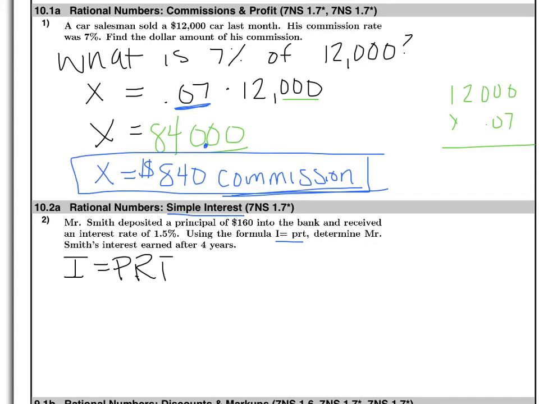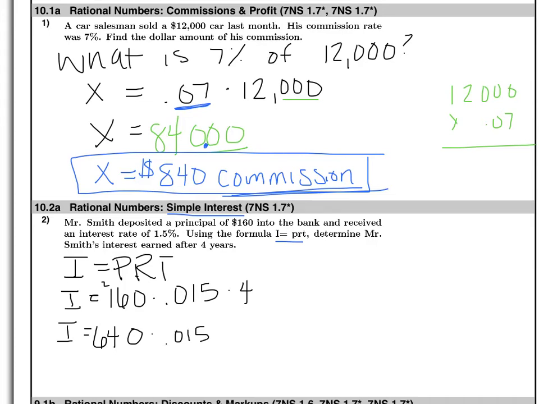Let's plug in what we know. We're solving for interest. The principal amount was 160 times a rate of 1.5%, which is 0.015, times 4 years. I might be able to do some of this in my head, I might not. I'm going to do 4 times 160 first. So 4 times 0 is 0. 4 times 6 is 24. Carry my 2. 4 times 1 is 4, plus 2 is 6. So that's 640 times 0.015.